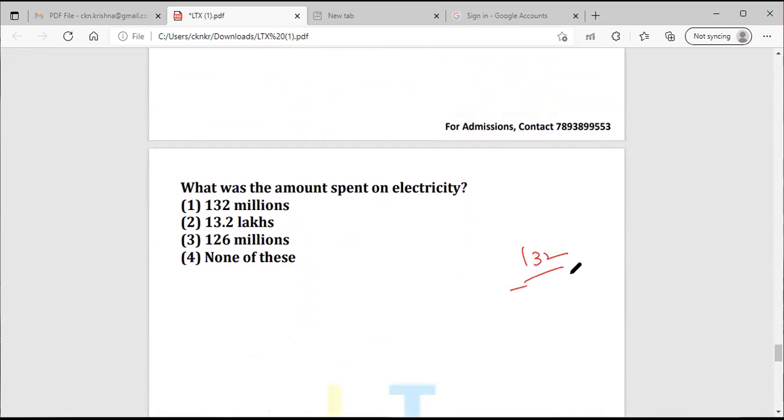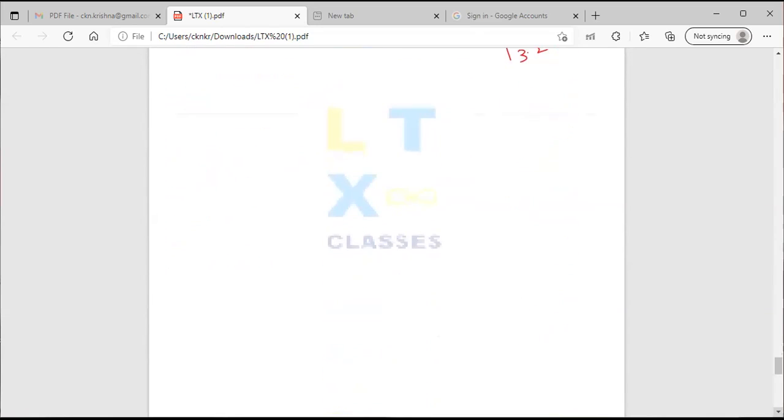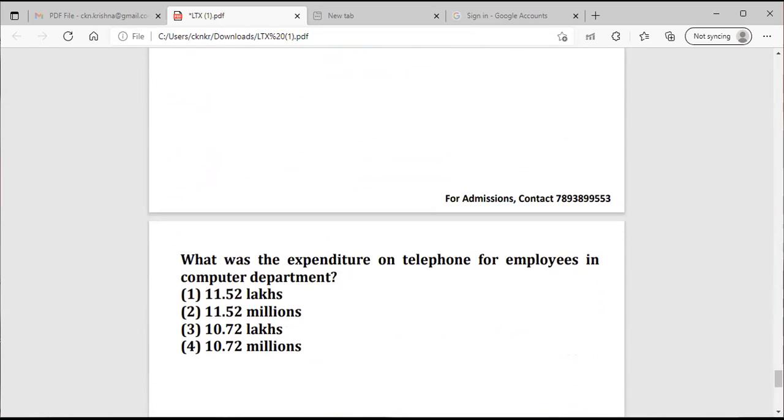132 lakhs. Is it there? Not there. 13.2 million. Is it there? Not there. None of these is the answer. The question is very simple, but to complicate it for all of us, he only changed the decimal value there.